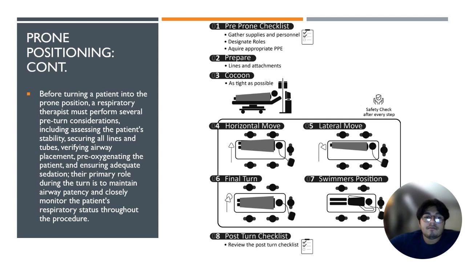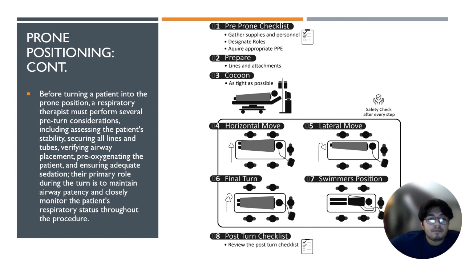Several pre-turn considerations will include assessing your patient's stability. Are they saturating well? How's the blood pressure? Are they tachycardic? Are they bradycardic? You want to make sure that they are stable enough for you to flip, even though it's just a minimal movement to us. We are severely changing the lung environment for them. You also want to secure all lines and tubings. You don't want an accidental extubation, or an IV pulled.